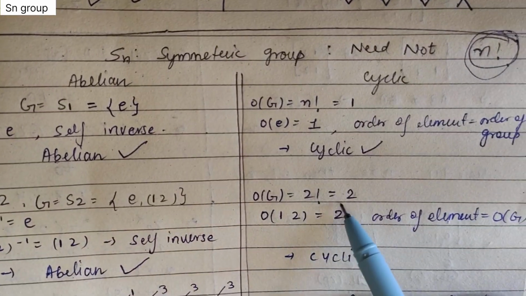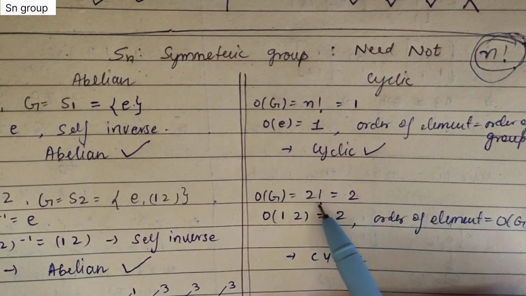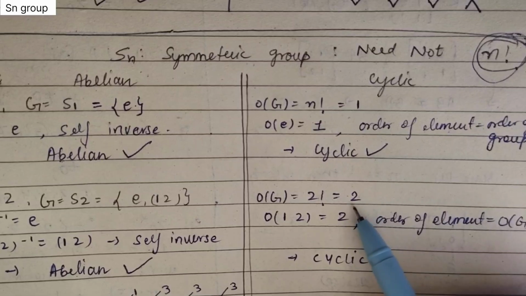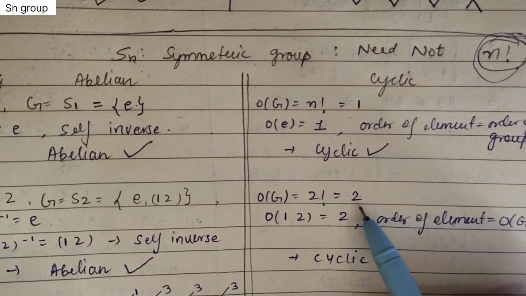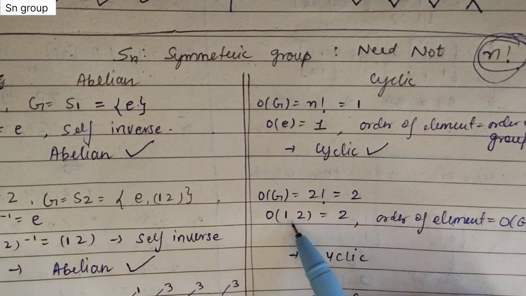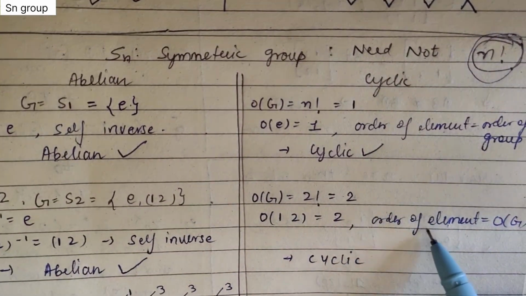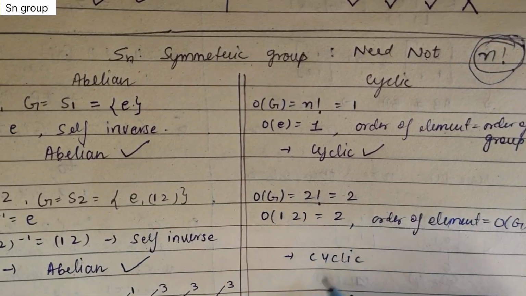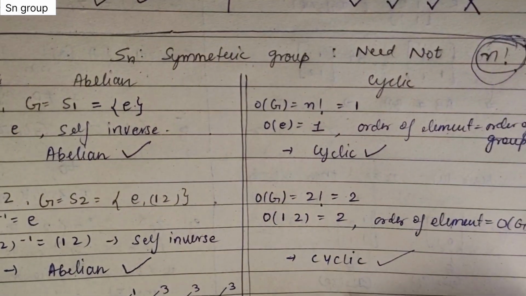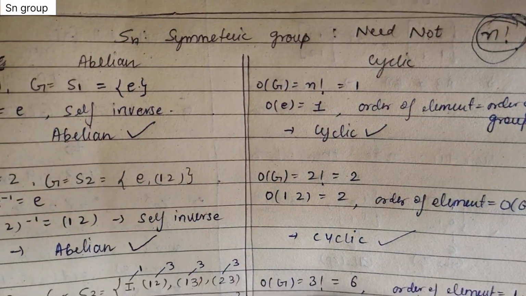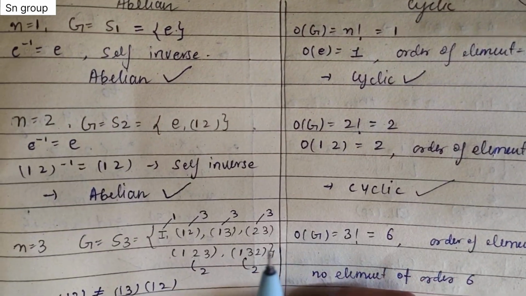For cyclic, the order of the group is 2 factorial, which equals 2. So we need to check whether it has an element of order 2 or not. Clearly (1 2) has order 2 because it is self-inverse. So the order of an element equals the order of the group. This implies S2 is cyclic.